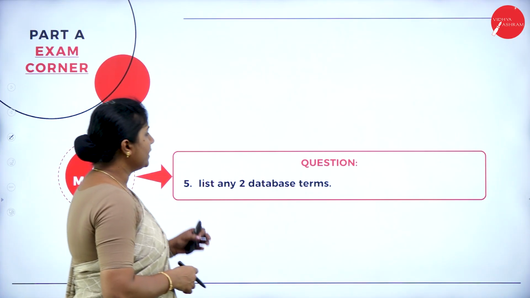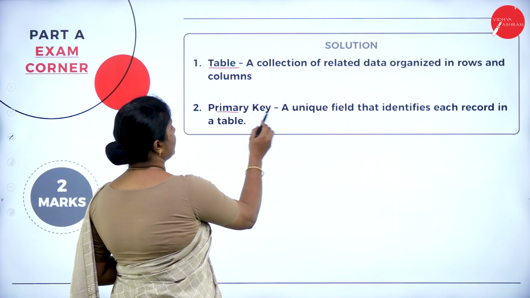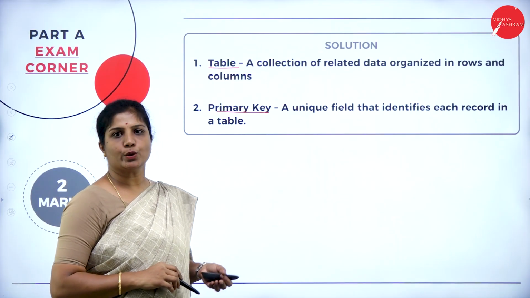Next, list any two database terms, that is, table and primary key. We list them and you need to explain.